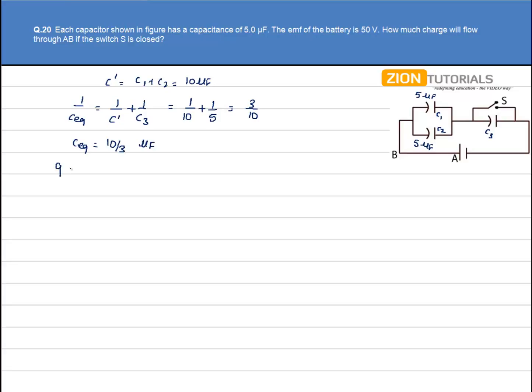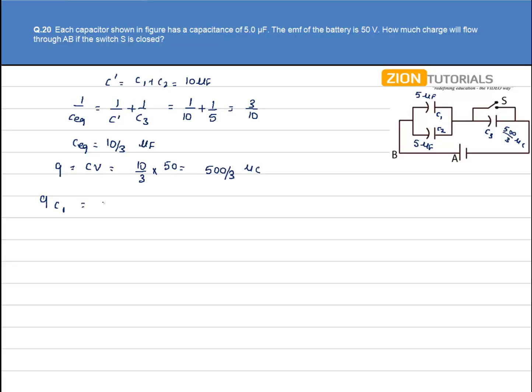So Q on each of the capacitors is given by CV, that is 10 by 3 into voltage, that is 50. It comes out to be 500 by 3 microcoulomb. So 500 by 3 microcoulomb is the charge on capacitor C3 and the resultant of C1 and C2, and this 500 by 3 microcoulomb charge will be divided on C1 and C2 equally.